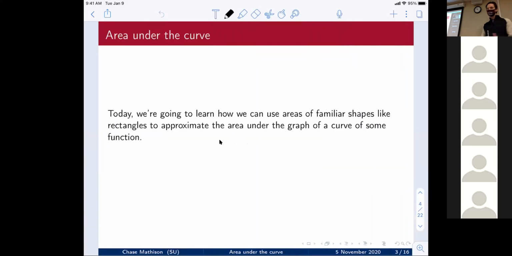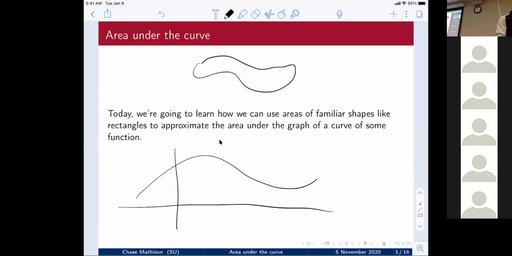All right. So today we're going to learn how to approximate the area under a curve using familiar shapes like rectangles. We know the area of a rectangle. I don't know the area of some curvy thing, right? Or in general, if I'm looking at some function, I don't know how I could find the area, say, between x equals 0 and x equals whatever this number a is.